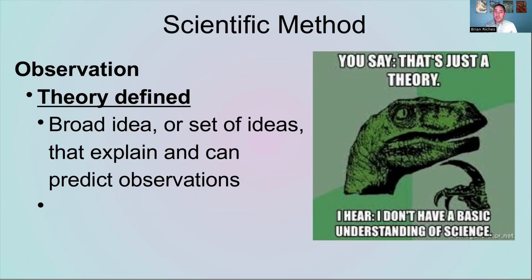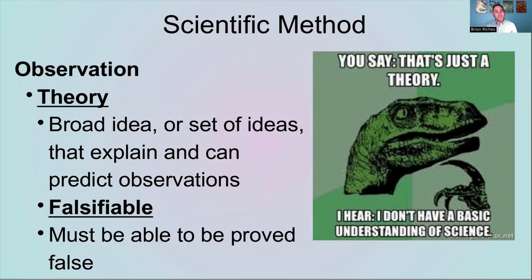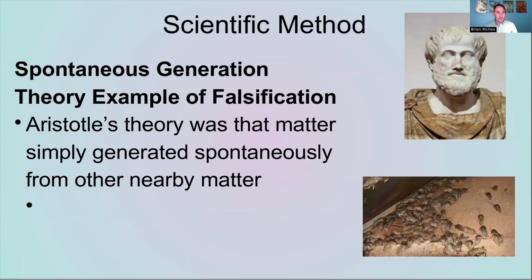Another important key piece of a theory is that we try to make it falsifiable. Falsifiable basically means we have to state or describe the theory and the evidence in a way that we could potentially prove the theory false, so that it is testable. Let's give some examples of falsification to make this a little more clear.